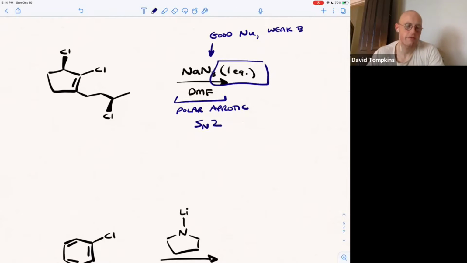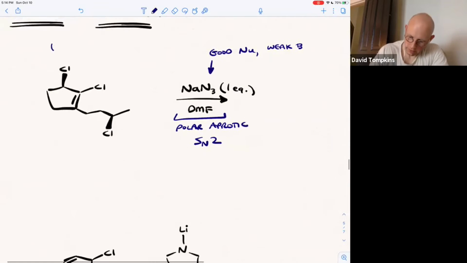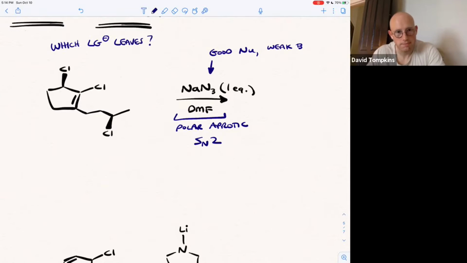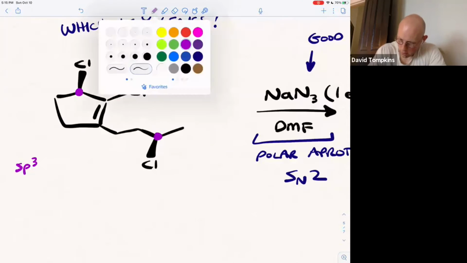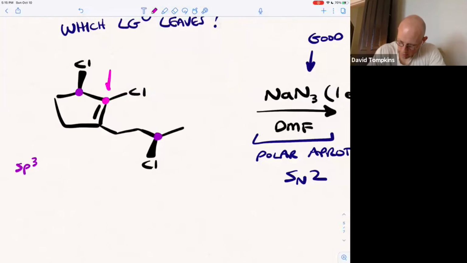But you're being asked something about the selectivity because there's only one equivalent of this nucleophile. So we're being asked which leaving group leaves fastest. And all the leaving groups are the same. They're all chlorides. But the carbons they are on are not the same. These two are sp3 hybridized, while the vinyl one is sp2. And we know that sp2 cannot undergo SN2 chemistry, so that one's out.